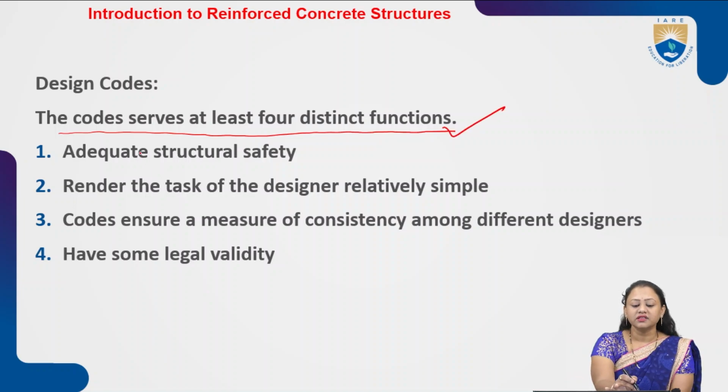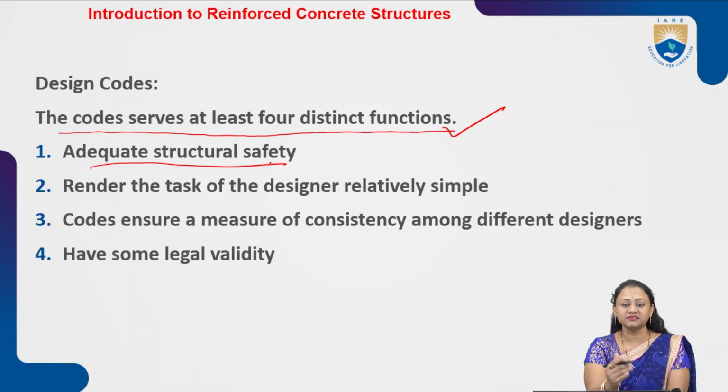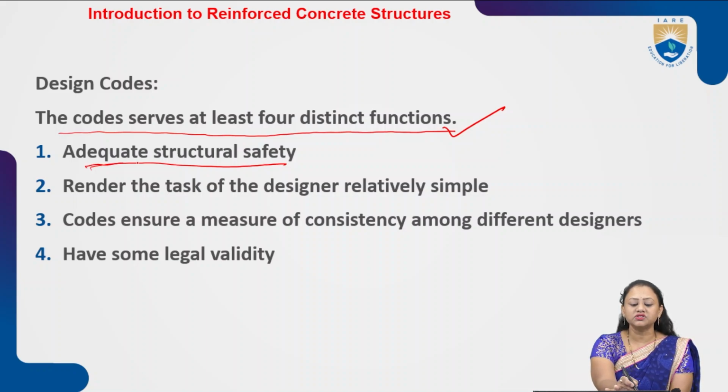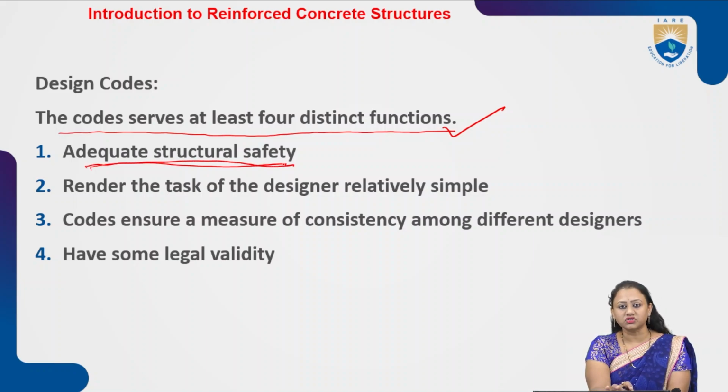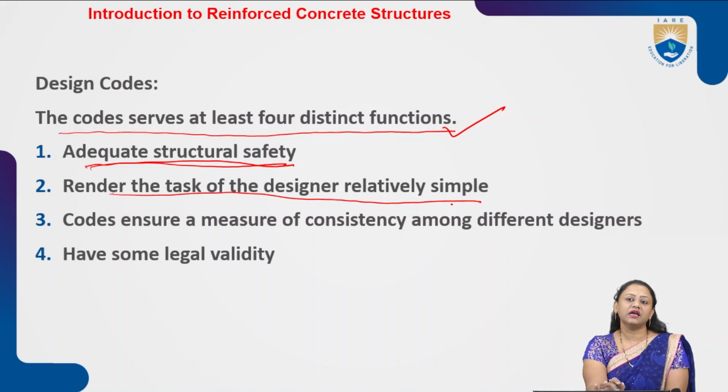Firstly, the structure should provide adequate structural safety. That means when there is somebody in the building, it should not collapse or there should not be too many deflections. It should be within the permissible limits for the safety and serviceability of the structure. So the first requirement of any structure is that it should be structurally safe. Second point is to render the task of the designer relatively simple.